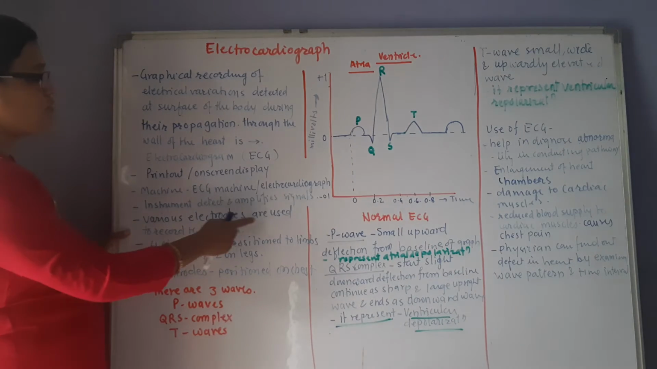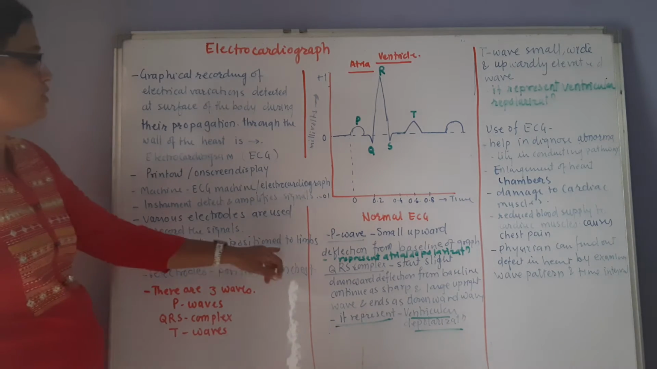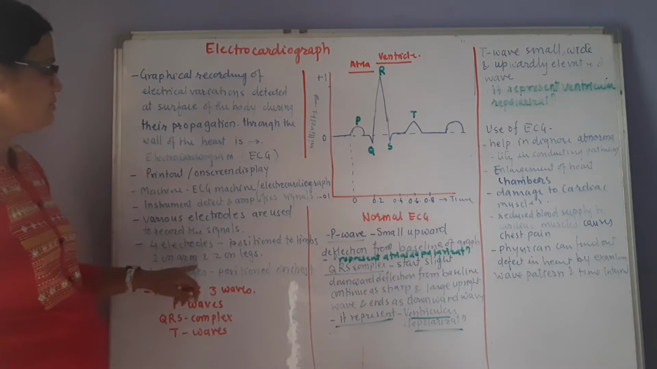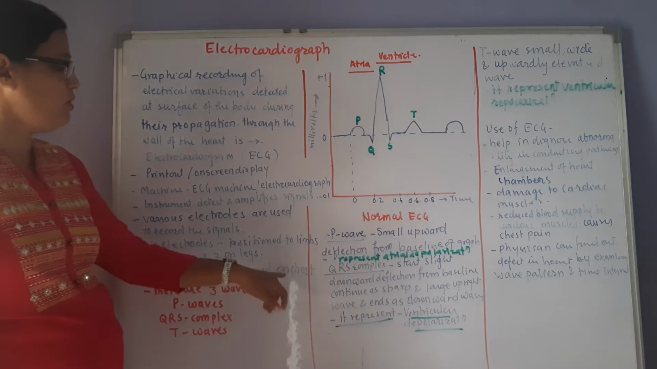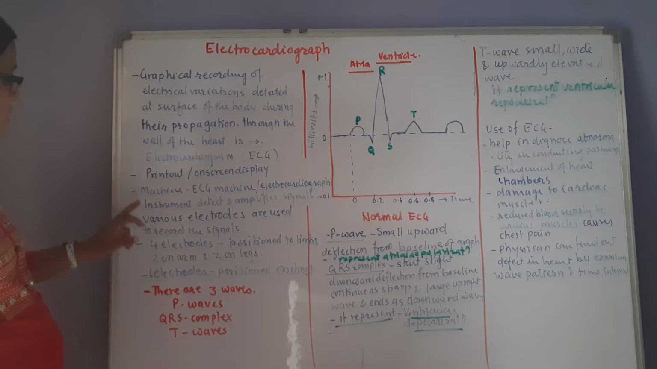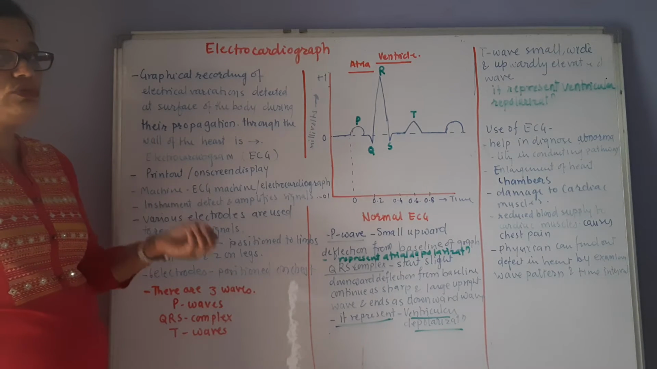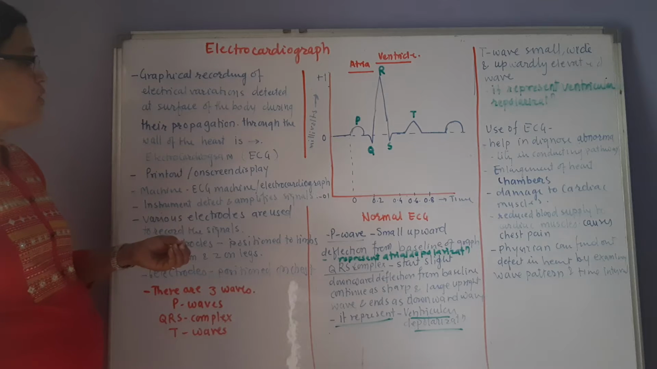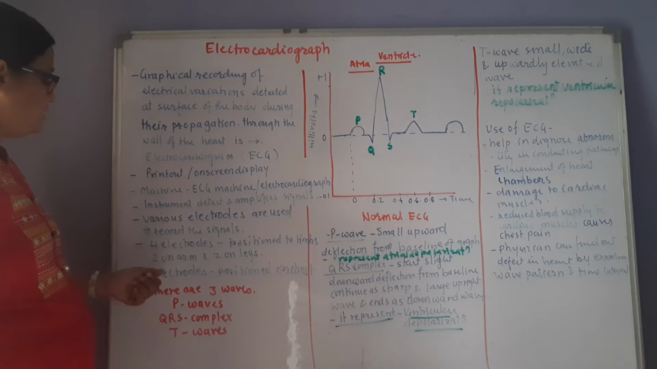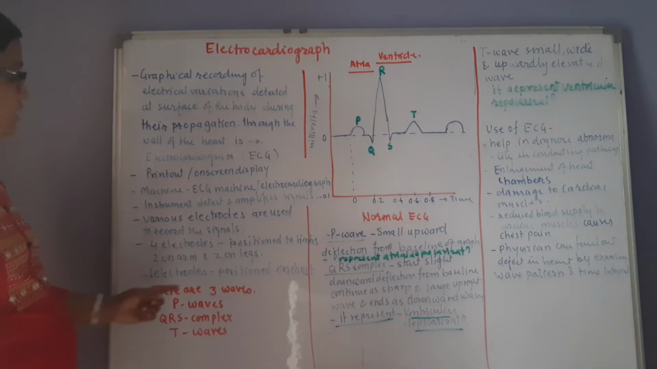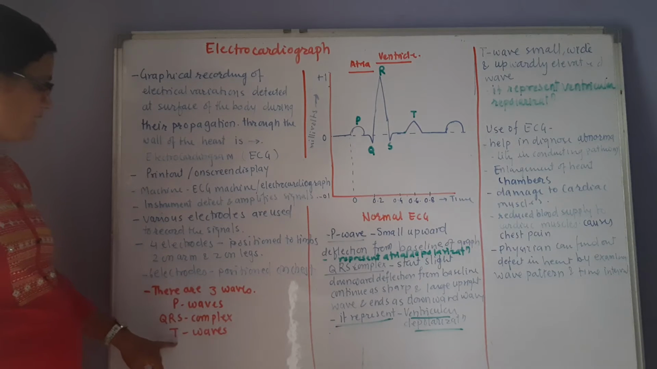So various electrodes are used to record the signals. Right. There are 4 electrodes positioned on the limbs, 2 on the arms and 2 on the legs, and 6 electrodes are positioned on the chest. So in total, 4 plus 6, 10 electrodes are used to detect the waves of repolarization and depolarization. So that shows the 3 types of waves. What are they? P wave, QRS wave complex, and T wave.